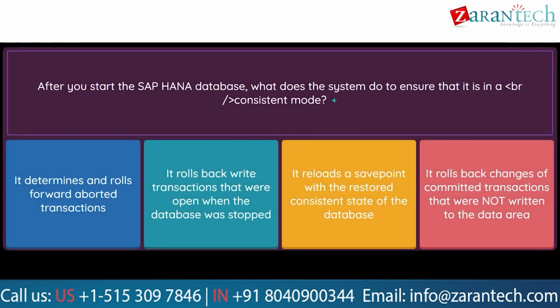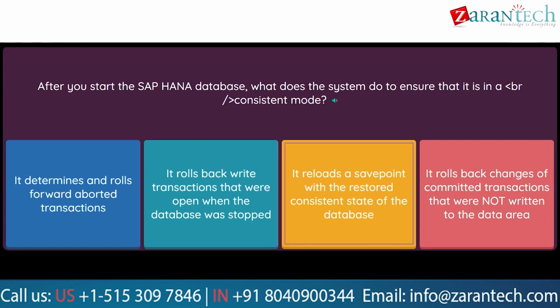Question: after you start the SAP HANA database, what does the system do to ensure that it is in a consistent mode? Option 1 it determines and rolls forward aborted transactions. Option 2 it rolls back write transactions that were open when the database was stopped. Option 3 it reloads a save point with the restored consistent state of the database. Option 4 it rolls back changes of committed transactions that were not written to the data area.